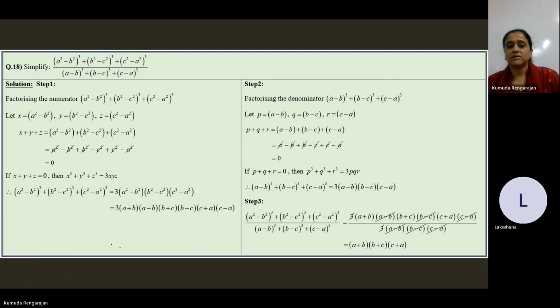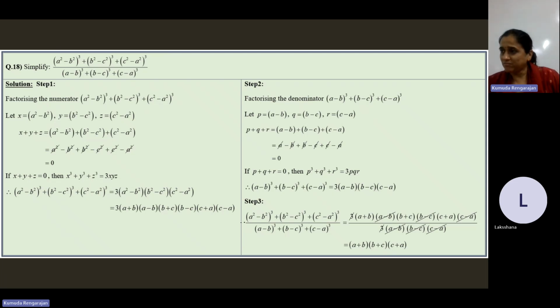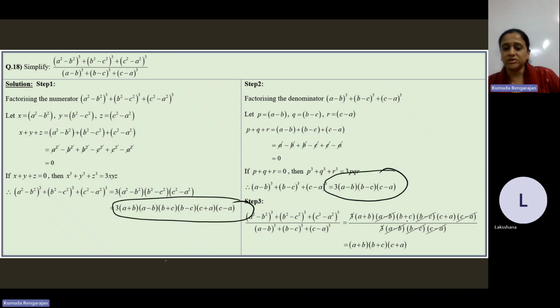Like this, factorize the numerator and denominator separately. And what is step 3? Step 1 answer divided by step 2 answer. This is step 1 answer divided by step 2 answer, and you can see that certain expressions get cancelled. The final answer is a plus b into b plus c into c plus a.